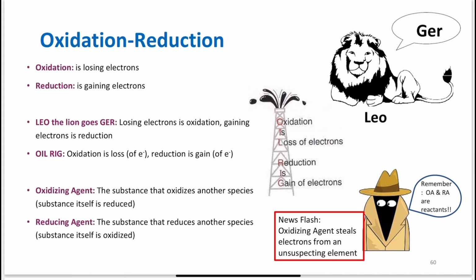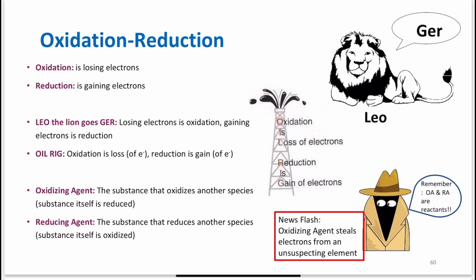Oxidation is defined as the loss of electrons. Reduction is defined as the gaining of electrons. So if a species loses electrons within a reaction, it has been oxidized. If a species gains electrons during a reaction, it has been reduced.